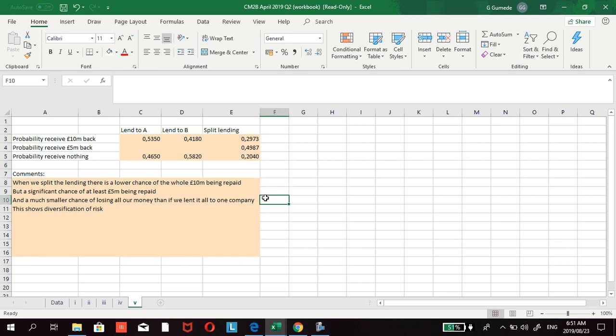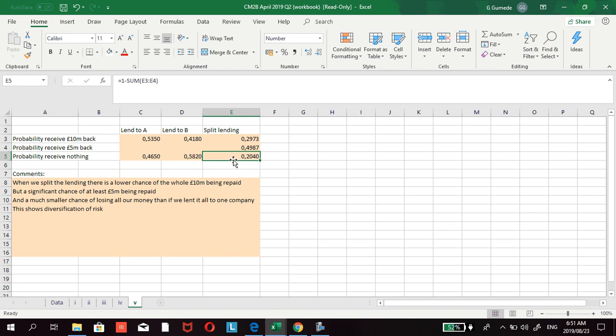Now you can see here, I didn't want to waste time. You can see here I've already written the comment. When we split the lending, there is a lower chance of the whole 10 million being repaid. Okay, as you can see here, very low probability. But a significant chance of at least 5 million being repaid. As you can see here, there is a significant chance. And a much smaller chance of losing all our money than if we lent it all to one company, which is what is happening here.